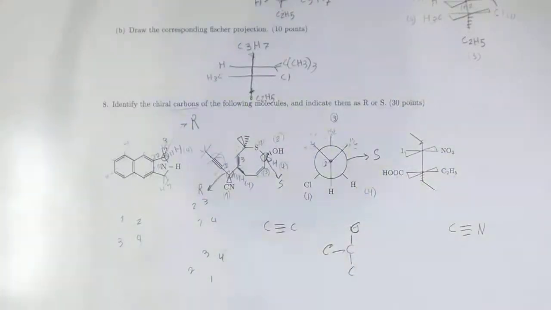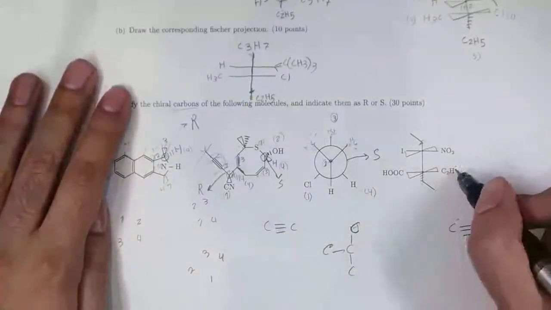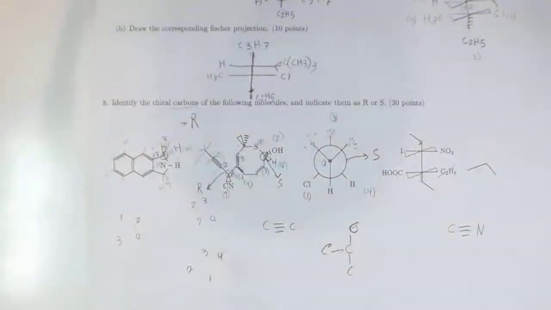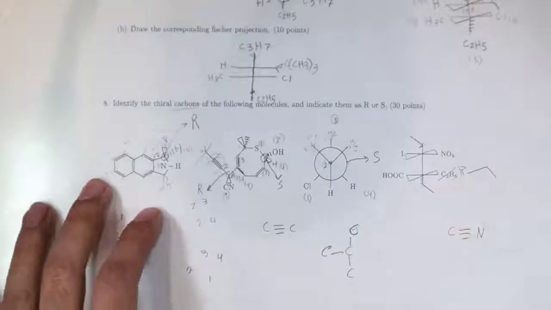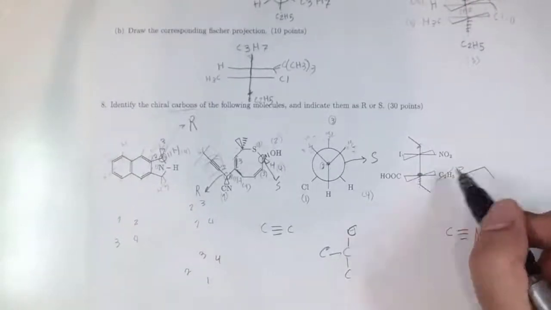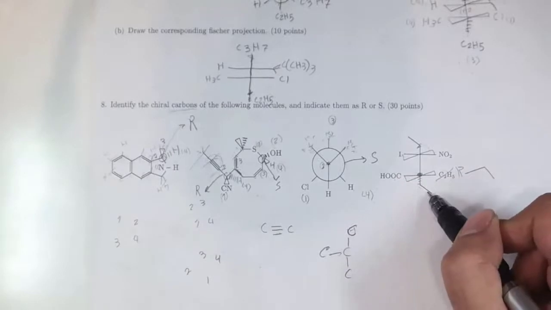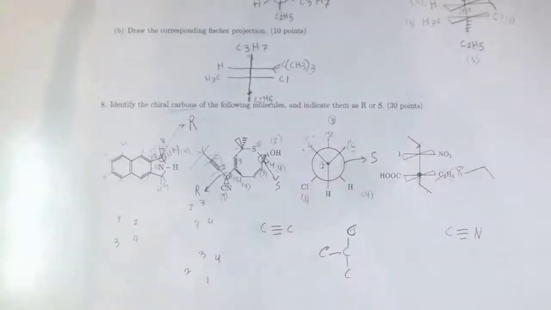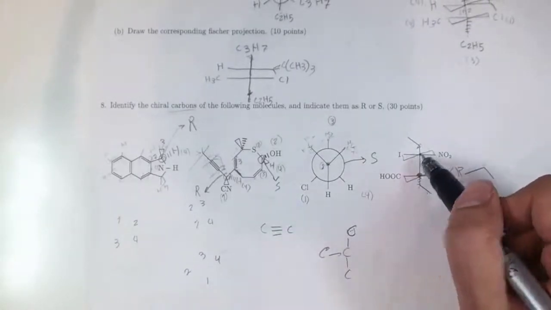Here's the thing. If I draw out C2H5, it will look something like this. Since I have, well, this is my R chain. Since I have 2 of the same things attached to the same carbon, I have 2 ethyl groups attached to the same carbon, this can't be chiral. I want 4 different things. But what about this carbon? So let's take a look.